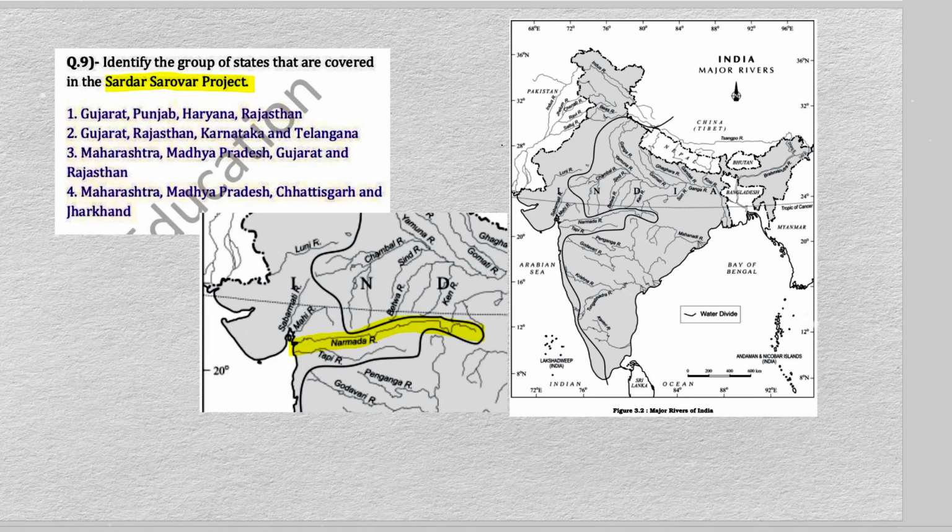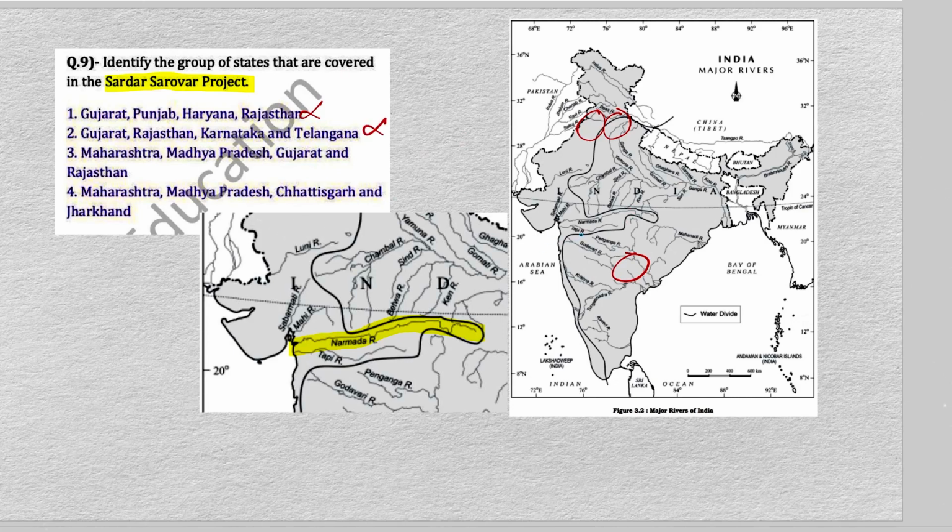Gujarat, Punjab, Haryana. Punjab and Haryana are states located somewhere around here, you can see in the map. So these states would not be linked to Narmada, and the first option is incorrect. Gujarat, Rajasthan, Karnataka, Telangana. See, Telangana is somewhere around here, and it is not so close to Narmada. So this option is also incorrect.